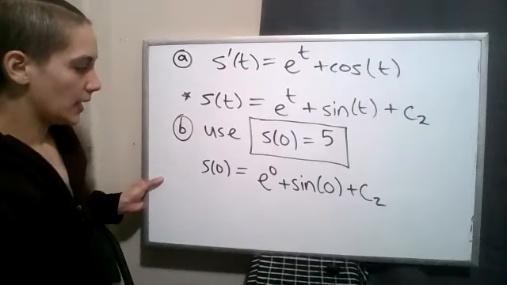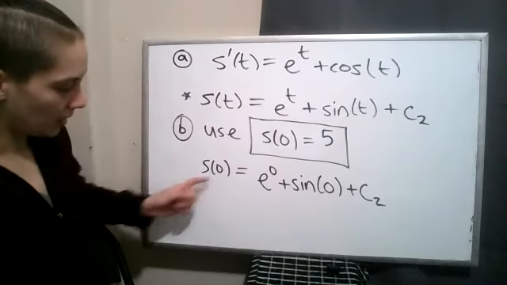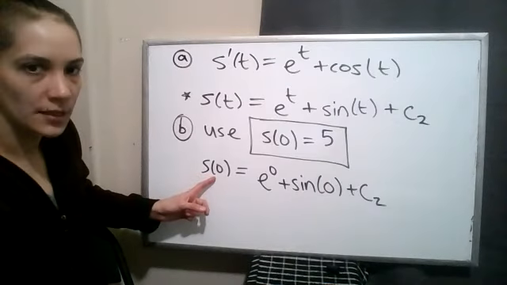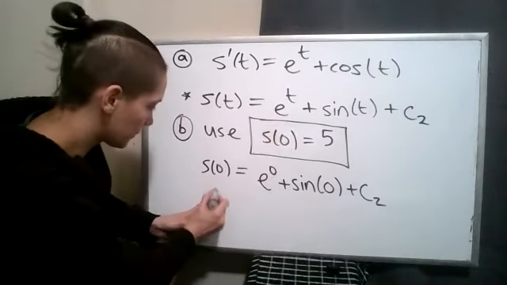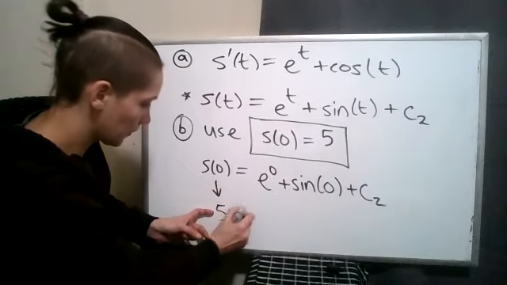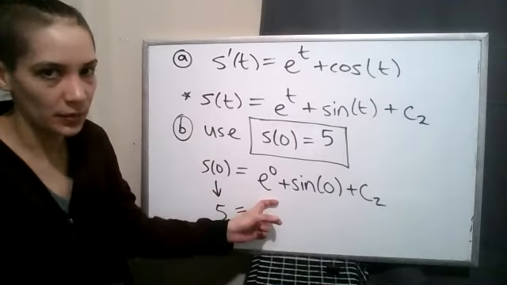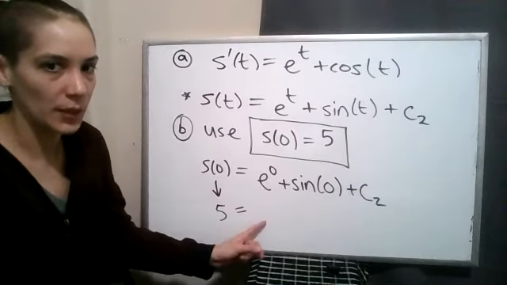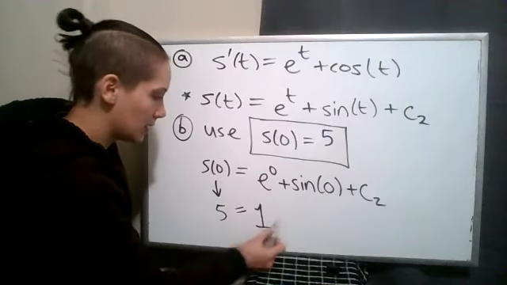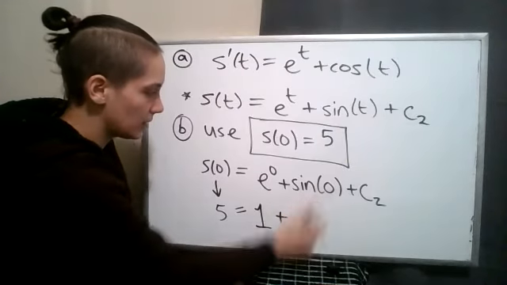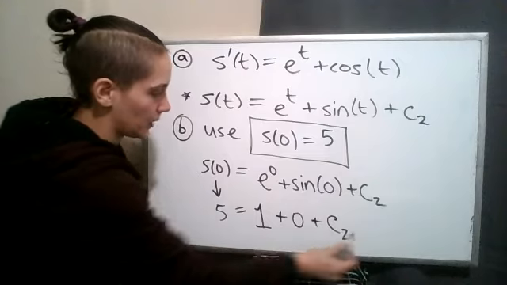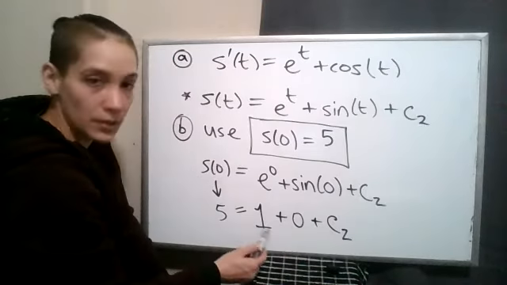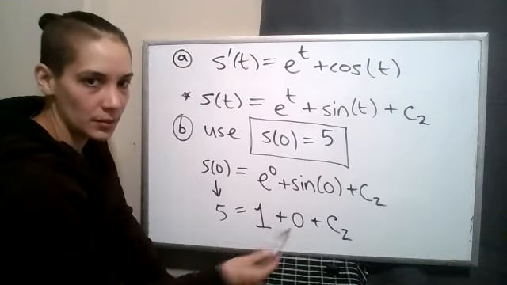Cool. And in this next step, on this side, substitute s of 0. We're told that s of 0 is 5. On this side, we just simplify. E to the power 0 is 1, plus sine of 0, which was 0, plus c sub 2. So we're going to minus 1 from both sides and get c sub 2 equal to 4.